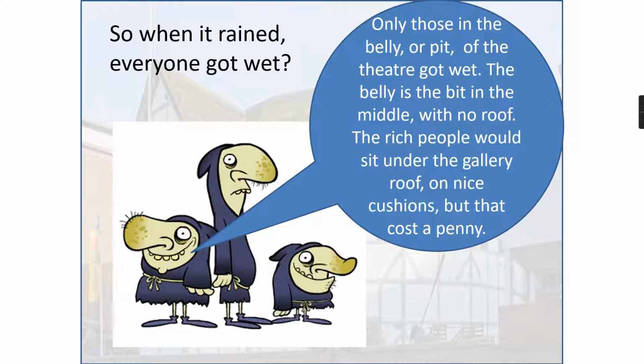Not everyone got wet when it rained. Only the people who were in the belly or the pit of the theatre got wet. The belly is the bit in the middle that doesn't have a roof. The rich people, however, would be sat under the gallery roof on nice cushions, but it did cost to be able to do that.